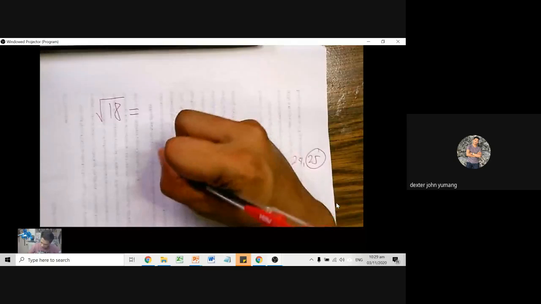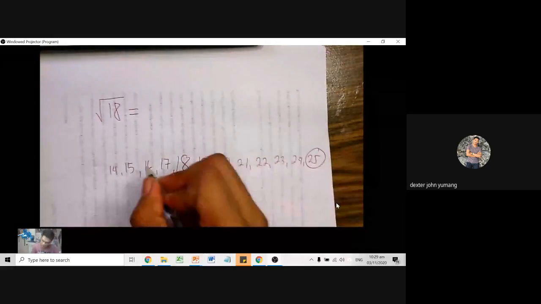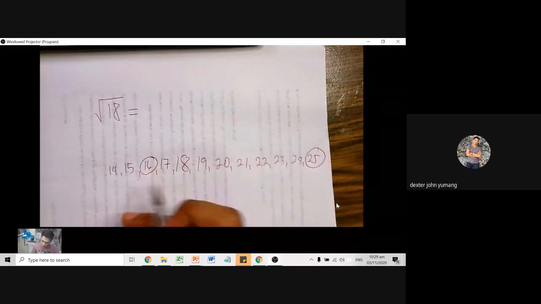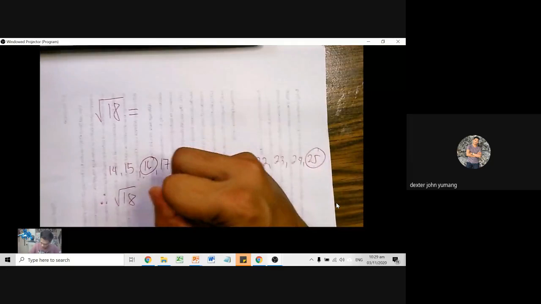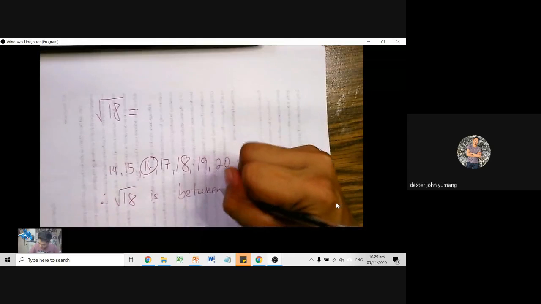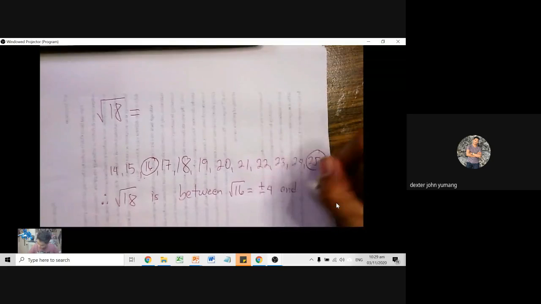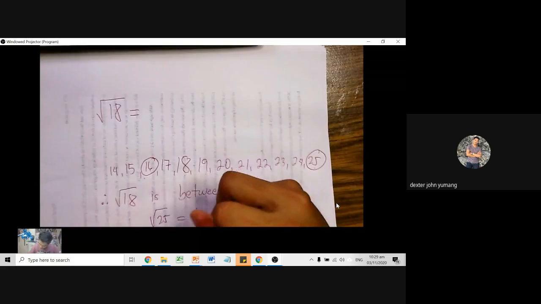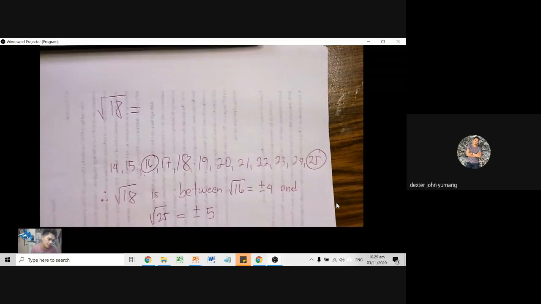25. 5. Bilugan. Next, 18, 17, 16, 15, 14. Meron na ba? Yes, meron na po, and that is 16. So, ito na yung sagot. Focus na tayo dyan. Therefore, square root of 18 is between square root of 16, which is equal to plus or minus 4, and square root of 25, which is equal to plus or minus 5. So, that is now our answer.